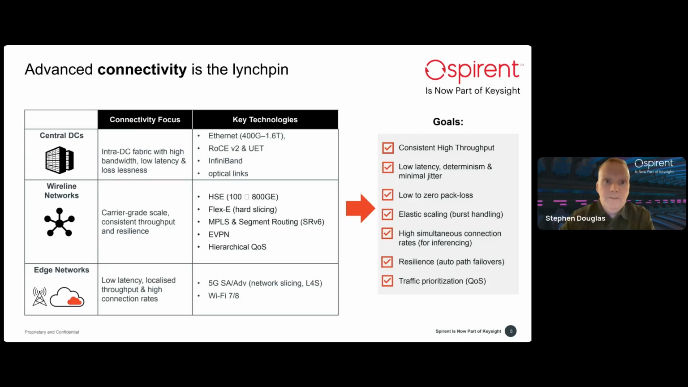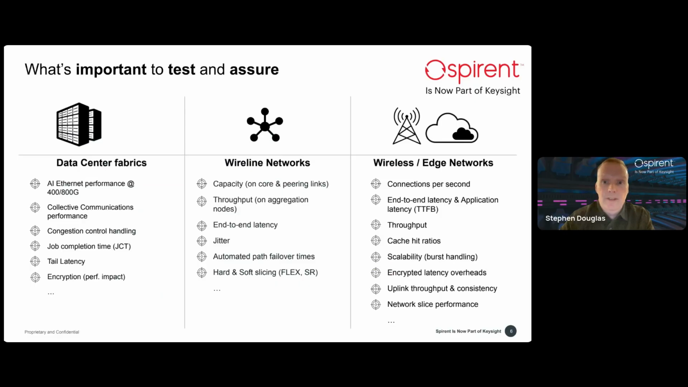So what does that mean for testing? What is important to test? Let's start with the data center fabrics. If you look on the left there, as I've talked about, as AI clusters scale out to huge volumes of accelerators, testing the interconnect fabric, the 400 to 800 gig plus Ethernet, is absolutely vital to keep GPUs fed rather than sitting idle, and to validate the throughput, loss, and microburst behavior support.